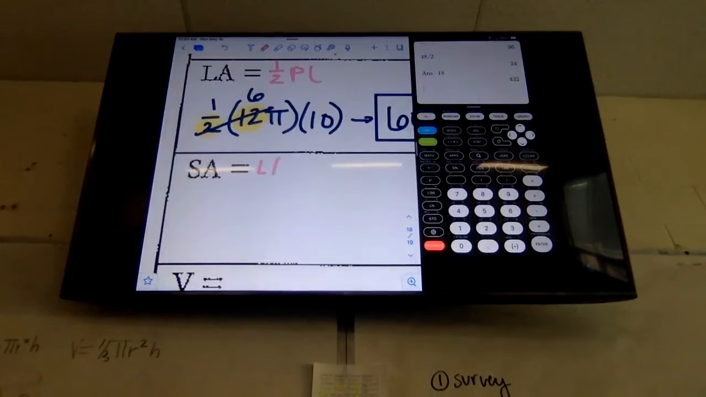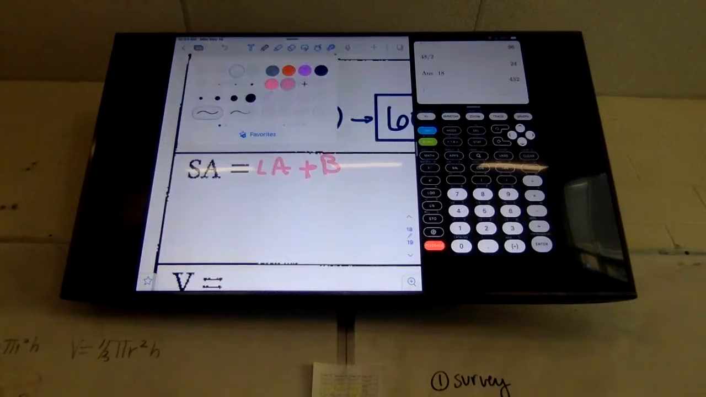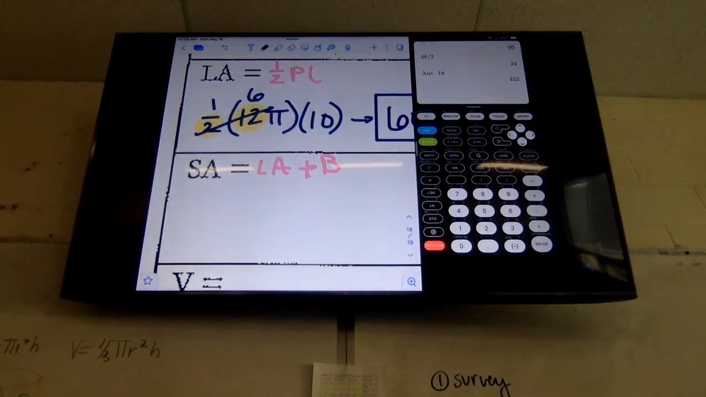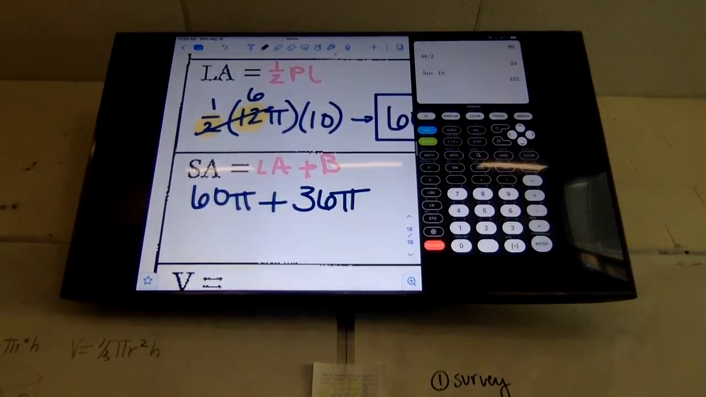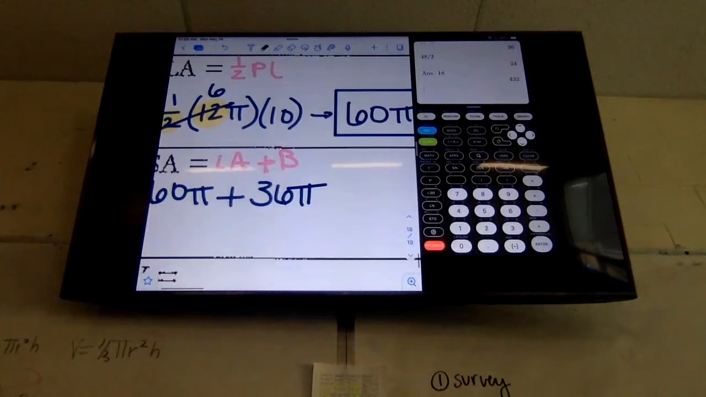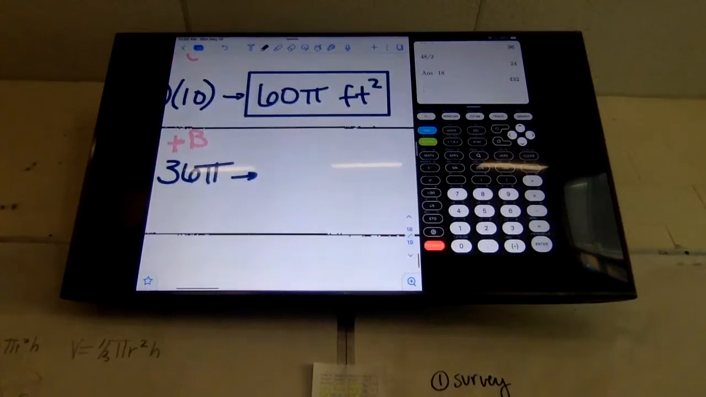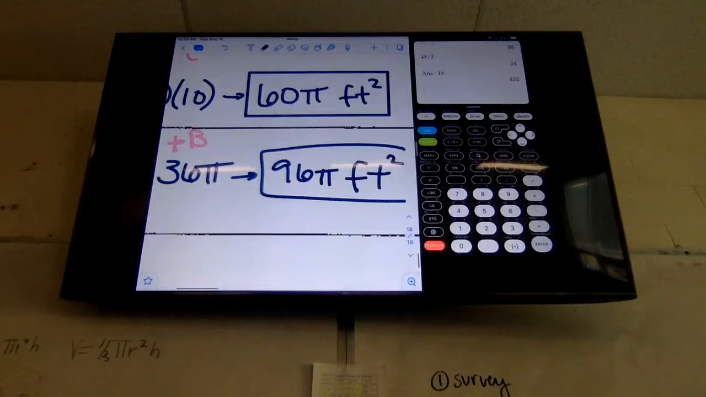SA is going to be LA plus B. What did we just say our LA was? 60. Good, 60 pi. And what's my B? 36. 36 pi. Can you add those together? Yeah. 60 plus 36 is going to be 96 pi feet squared.